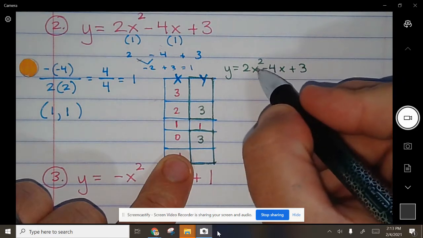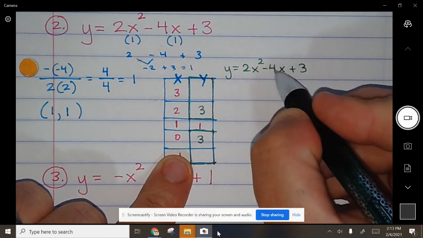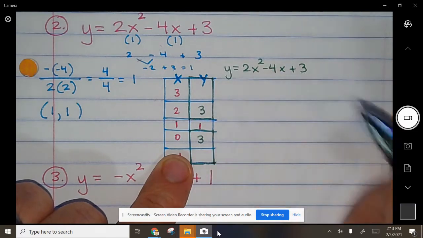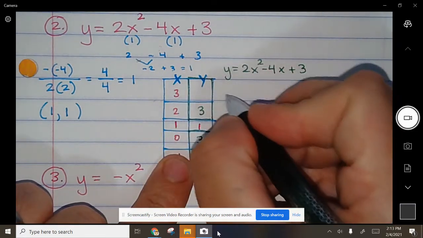2 squared would be 4, times 2 is 8. 4 times 2 is 8, but that's going to be negative. 8 minus 8 is 0. What's left? 3. All right? Now let's do this last part. Let's plug in 3 here.